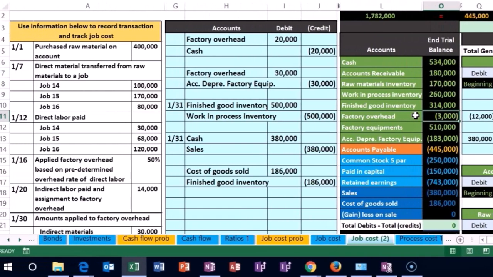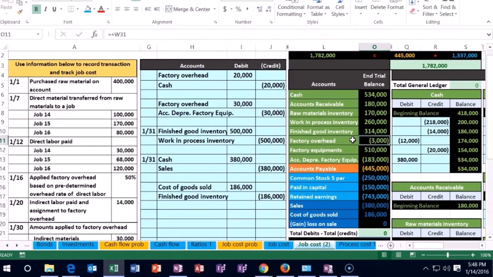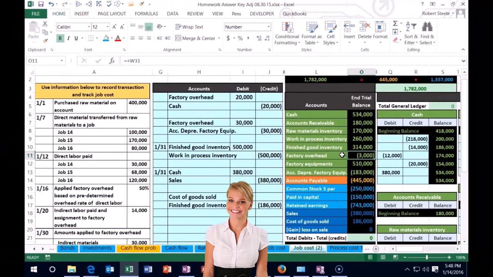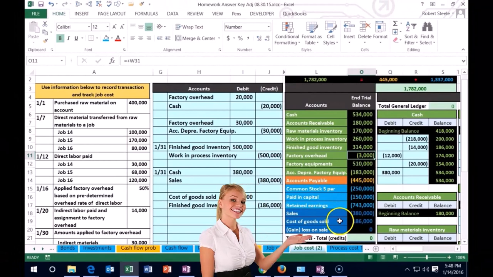Now, there's a couple of ways we can treat that. Usually, if we say, hey, that factory overhead is pretty small, we were pretty close, 3,000 in relation to the rest of the numbers isn't too far off, then we just want to make that zero so that when we start over next month, it's at zero. We don't want to start off with 3,000 in it. So we're just going to make that go to zero, and we're going to put the difference to cost of goods sold.